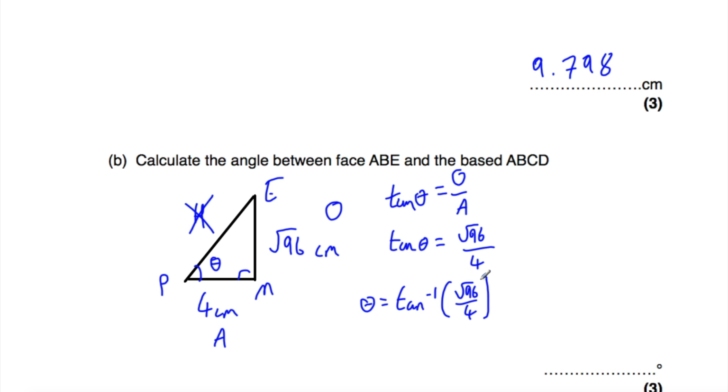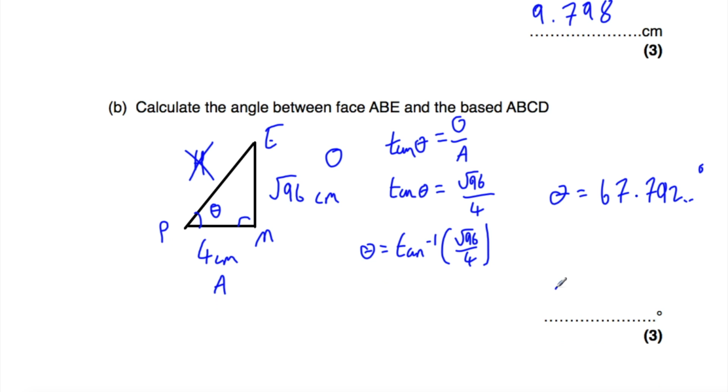And when we type that into our calculator, we get that beta is equal to 67.7923 and so on degrees. And let's just round that to 2 decimal places. That'll be 67.79 degrees. And that's it. And if you got that, well done.